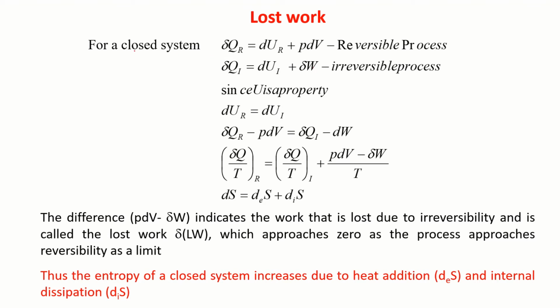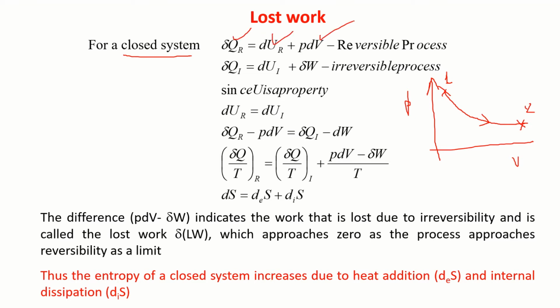Okay, let us consider a closed system. Let me draw PV. This is the process 1, 2. That is a reversible process. So delta QR is equal to dUR plus the integral of PdV work. It is nothing but this area.